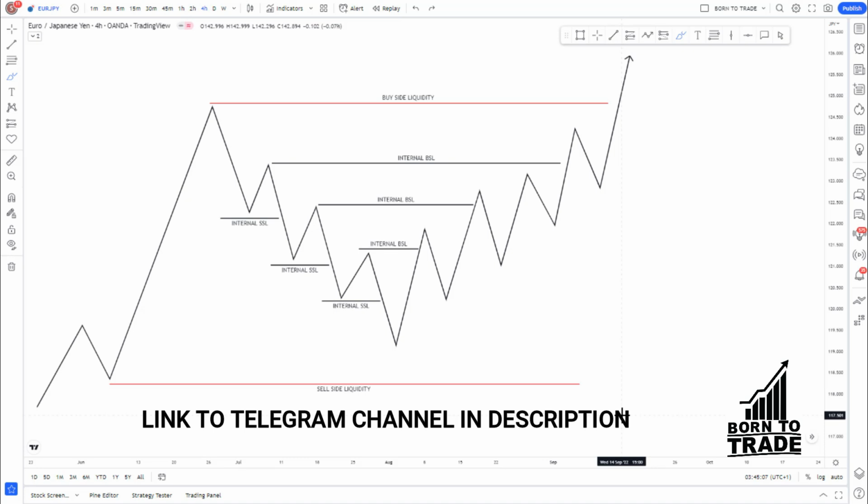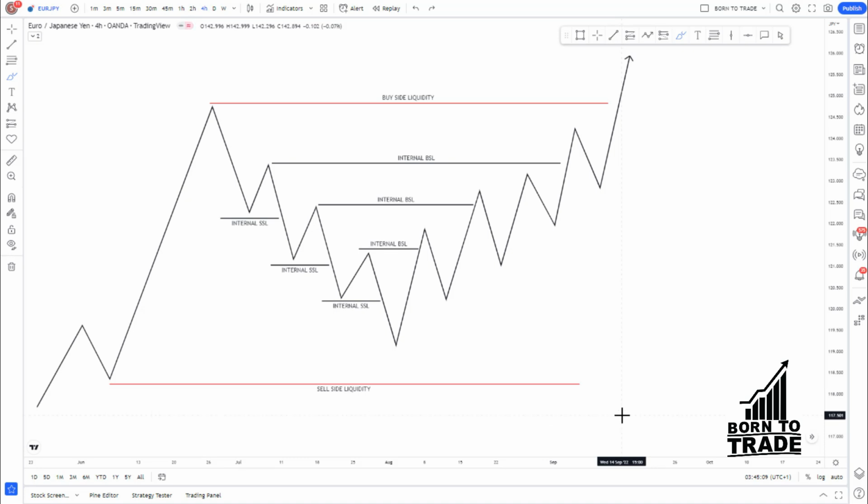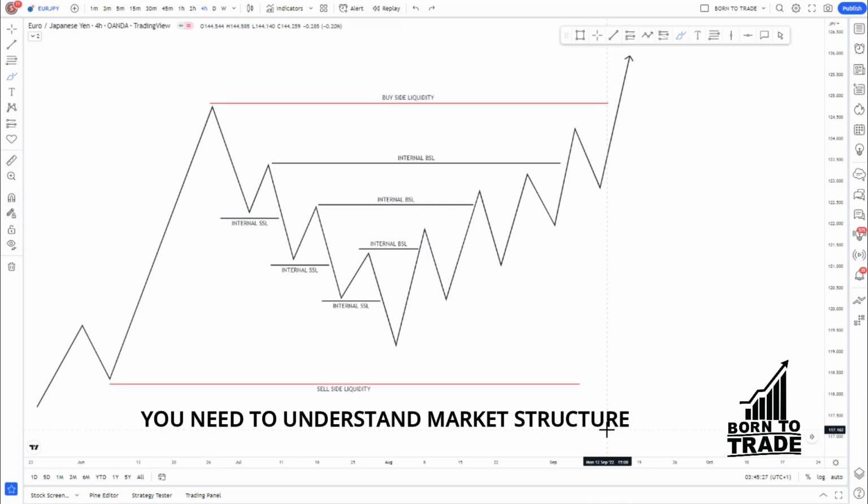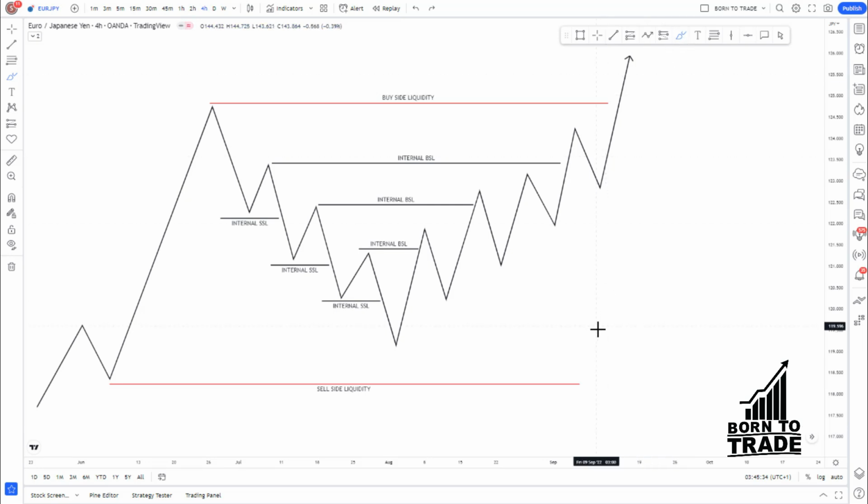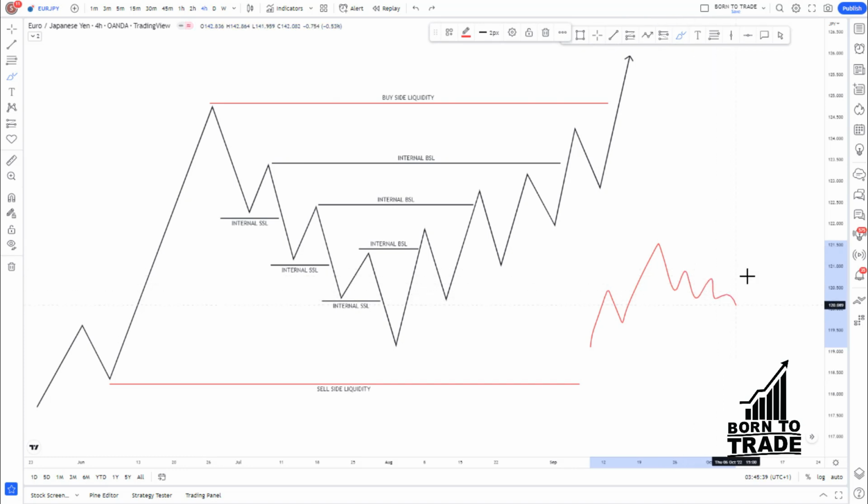Okay, now internal and external range liquidity. Before you can understand internal and external range liquidity, you need to have the understanding of how to map out your market structure. Okay, let's say in a situation you have something like this. You have something like this, and mapping out your market structure, you know that here is your higher high and here is your higher low. This low right here puts in this high.